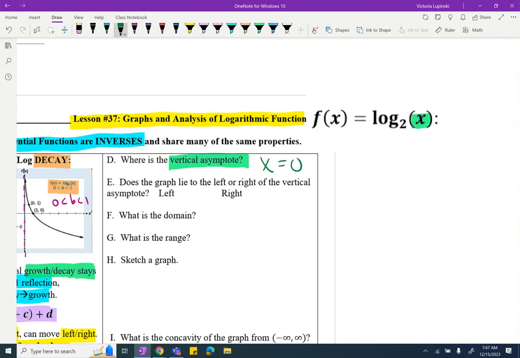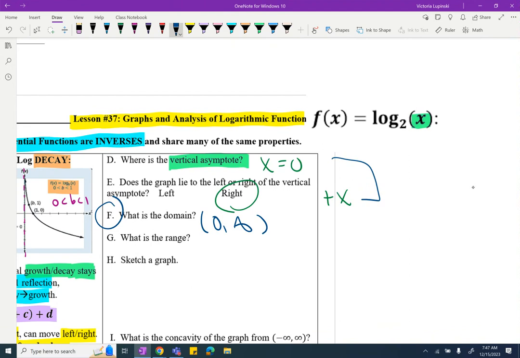Does the graph lie to the left or to the right of the vertical asymptote? Again, the value of the argument is a positive x. Positive means you're going to face to the right. Facing the right of what? Well, the answer to part F means combining D and E. You are facing to the right of the vertical asymptote, which means to the right of 0. If your graph only exists to the right of 0, then your domain is 0 to infinity. And you're always going to use parentheses because, again, you're never going to touch that asymptote.